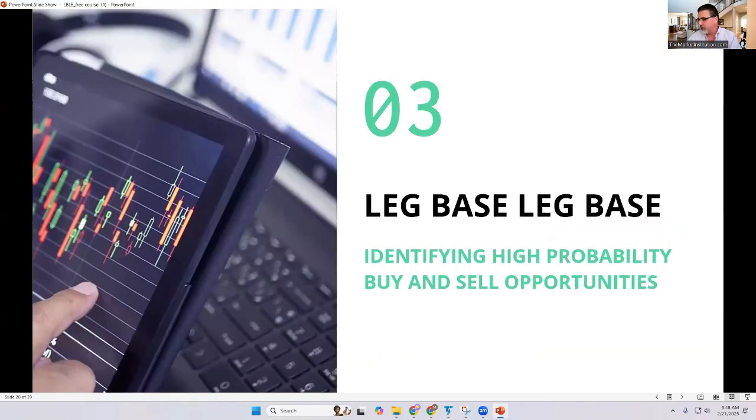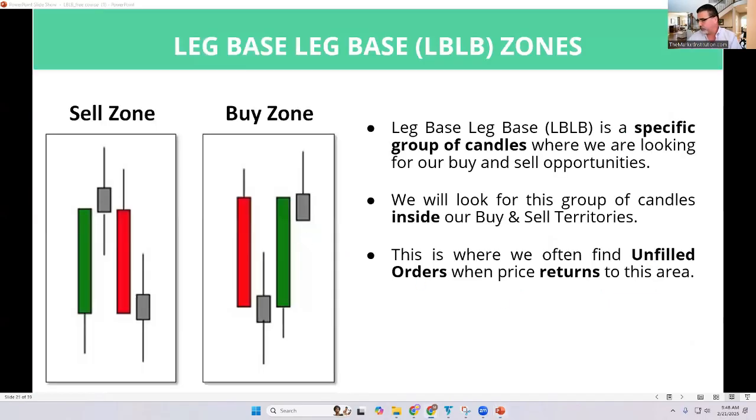So let's talk about the leg base. Leg base is a specific group of candles. It has to be so specific so a student can verify the information. It must be so specific that even a computer could replicate the leg base group of candles. That means colors matter, candles matter, and the time frame needs to be adjusted until you find the exact picture.